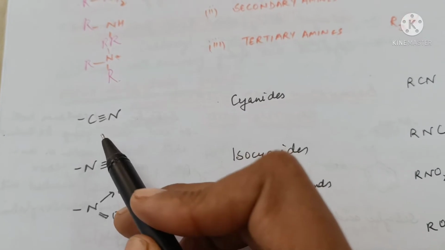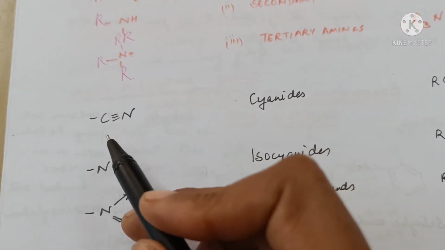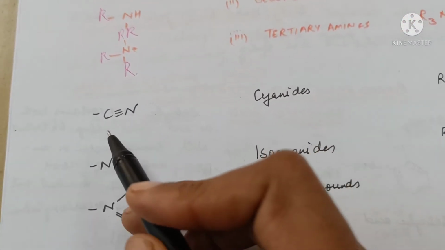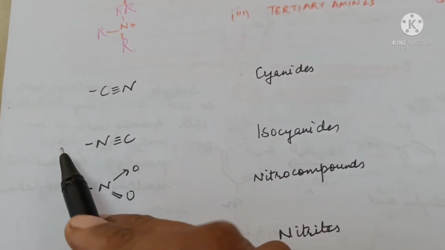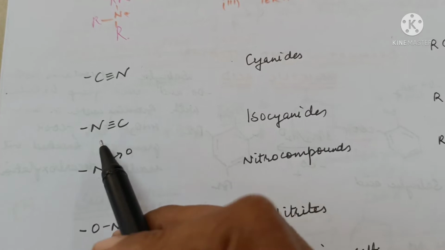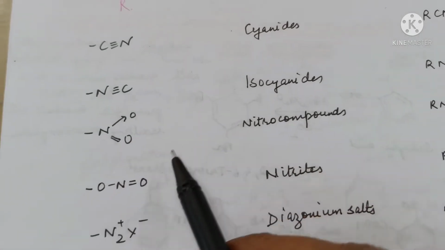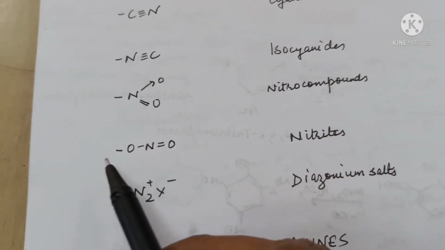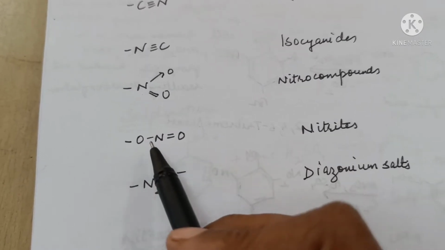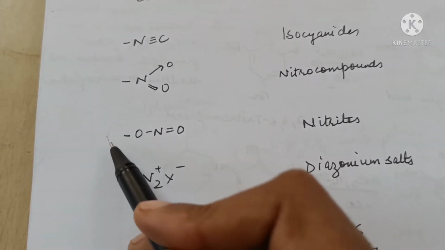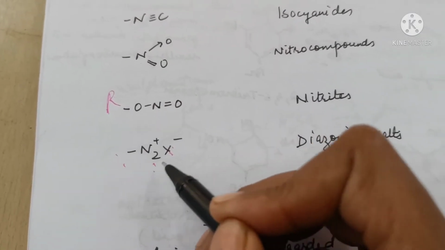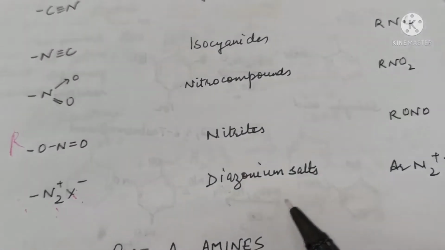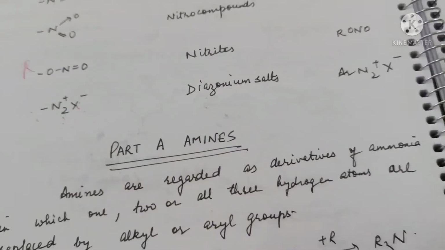Another class of compounds containing nitrogen is cyanides. They can also be called nitriles. We have isocyanides where alkyl group is attached to N of CN group. We have nitro compounds. We have nitrites where the NO2 is attached through oxygen to the alkyl group. And then we have benzene diazonium chloride. These are called diazonium salts.